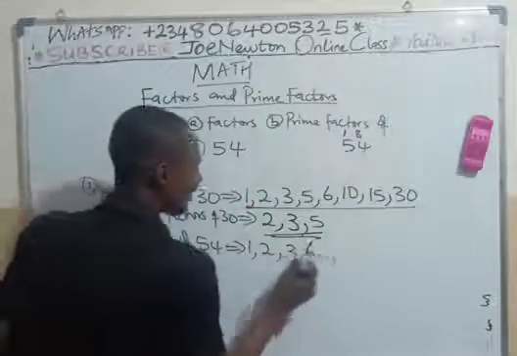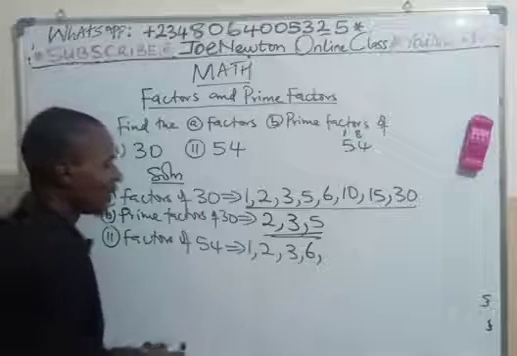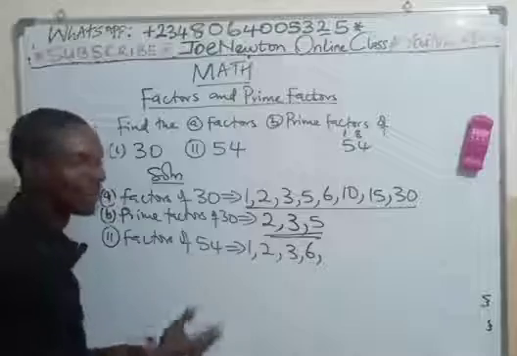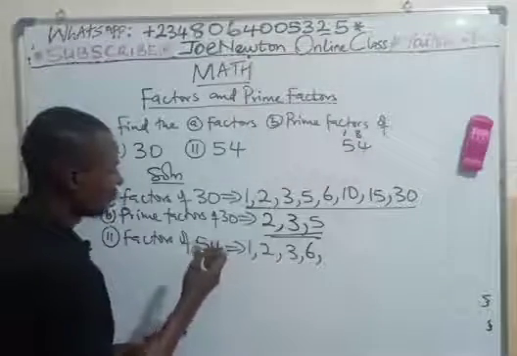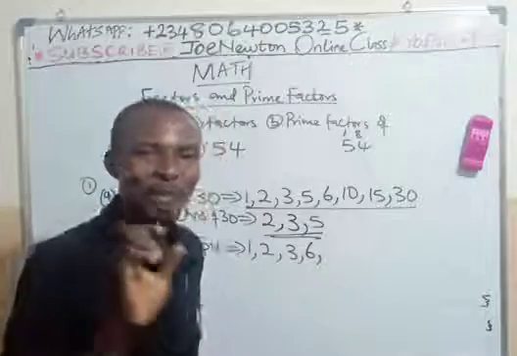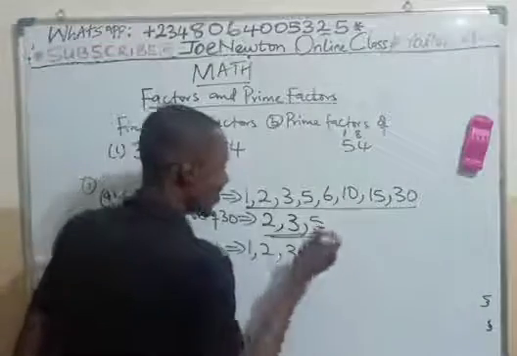Okay, 6. Quickly. So now the next number, 7 is not a factor here. 8 is not a factor here. Then let's look at 9. If 6 times 9 gives us 54, by implication, 9 is a factor. So 9 is a factor here.